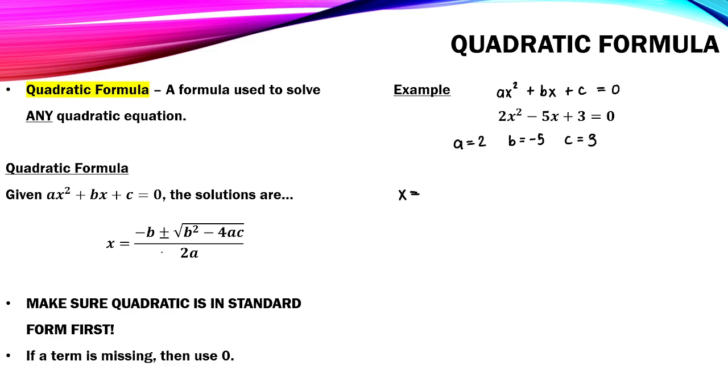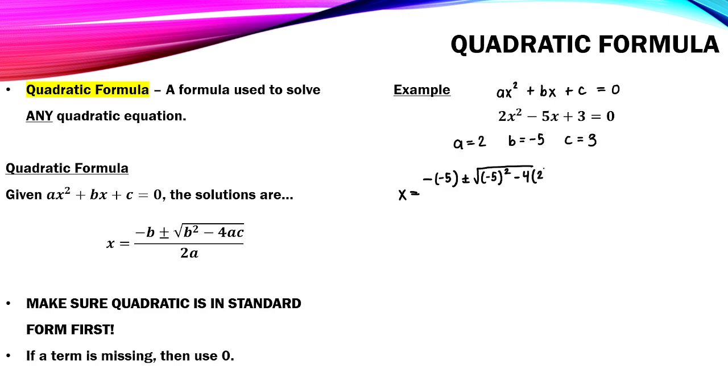We have x is equal to negative b. So we have negative, our b is -5, so notice it's going to be a double negative here. So we're going to have negative b, -5, plus minus the square root of b squared. Our b is -5, so we've got to square the entire -5. And we have minus 4 times our a, which is 2.